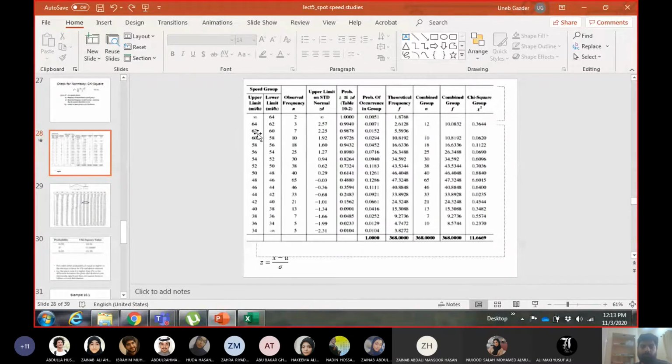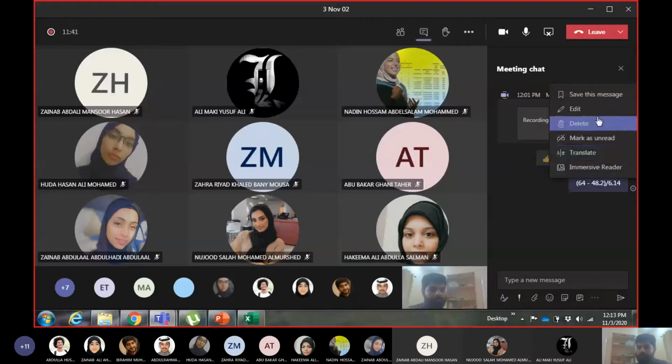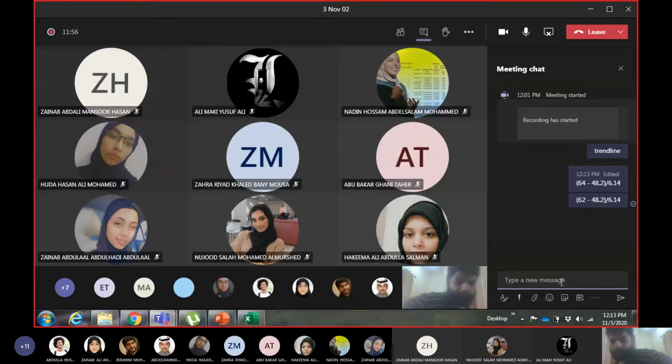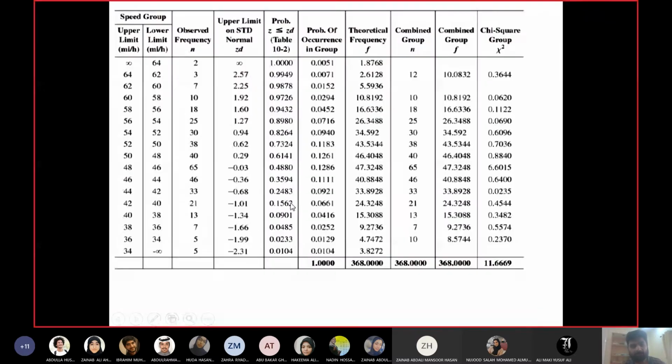Now if you do it for 62, the next upper limit, you just redo the whole thing. Just replace 64 with 62. Everything else remains the same because mean and standard deviation is for the whole group. Okay, so when you do this, the second one, you should get 2.25. So the first value should be 2.57 and the next one should be 2.25. Okay, so this is how you calculate the z value for each upper limit.